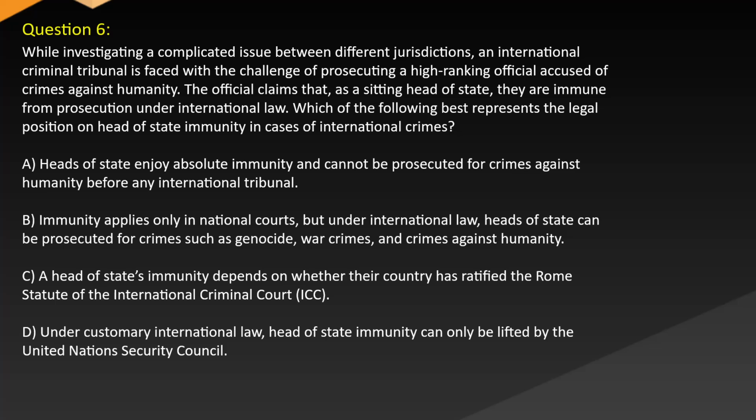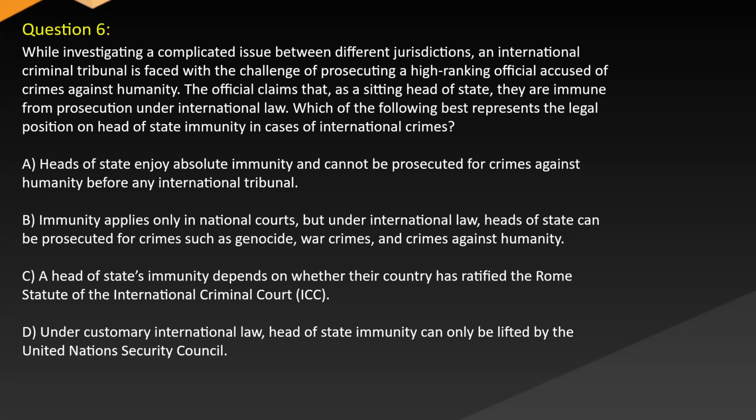The official claims that, as the sitting head of state, they are immune from prosecution under international law. Which of the following best represents the legal position on head of state immunity in cases of international crimes? A. Heads of state enjoy absolute immunity and cannot be prosecuted for crimes against humanity before any international tribunal.